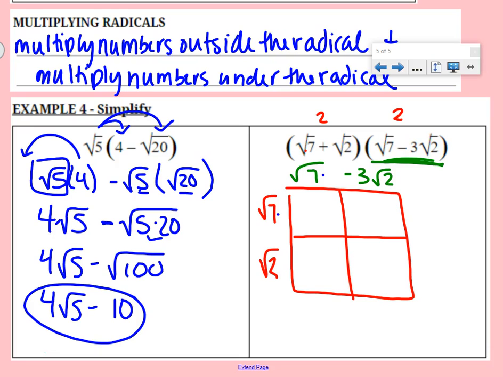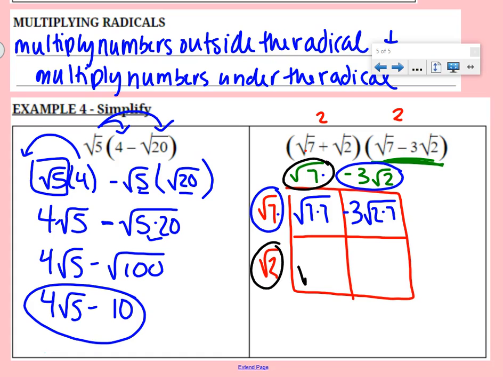Square root of 7 times the square root of 7 becomes the square root of 7 times 7. Numbers underneath the radical go together. Negative 3 square root 2 times the square root of 7. Negative 3 is by itself times the square root of 2 is under the radical times 7, which is under the radical. Next row, we have the square root of 7 times the square root of 2. So both numbers are under the radical, so they stay under the radical. And then our last pair, negative 3 square root 2 times the square root of 2, we get negative 3 times the square root of 2 times 2, because 2 and 2 were both underneath the radical.